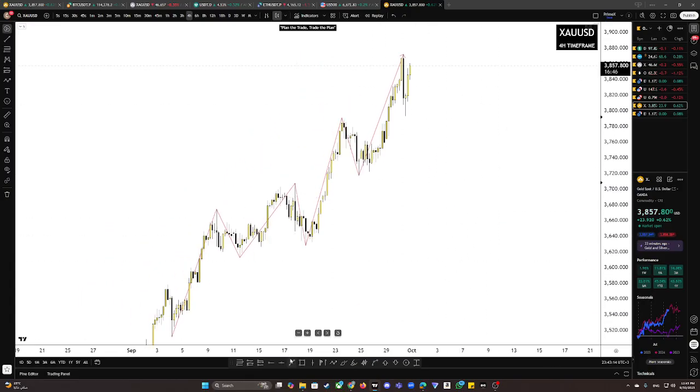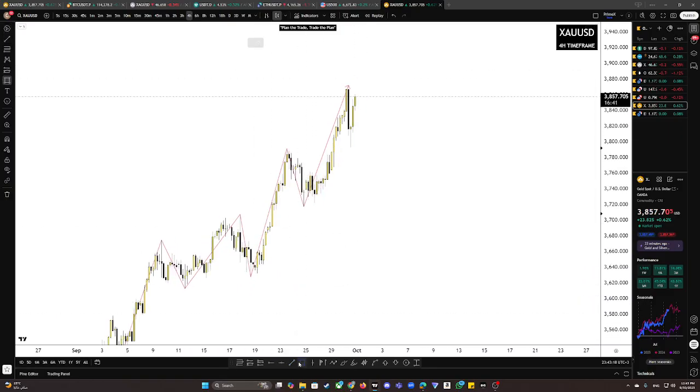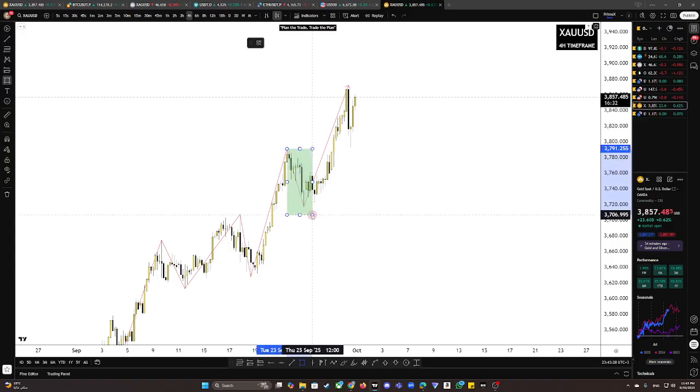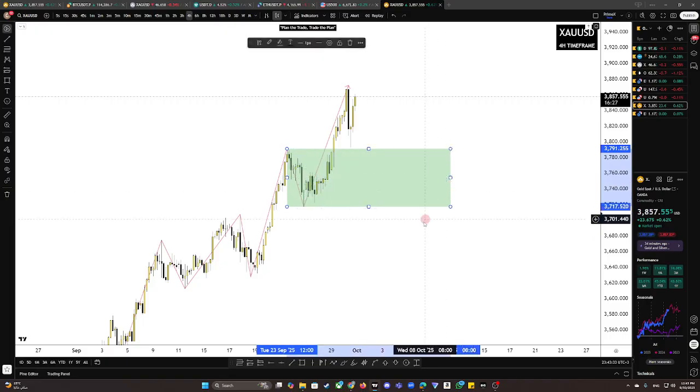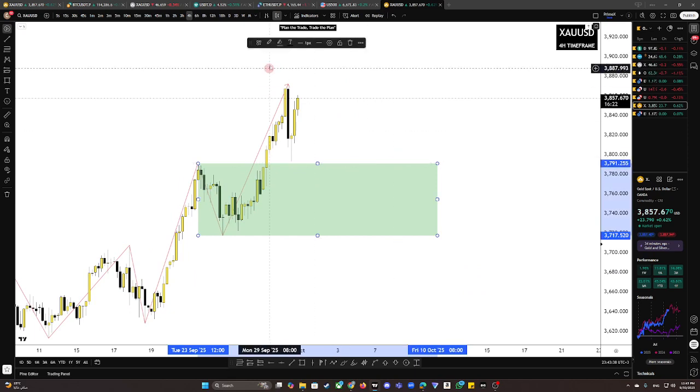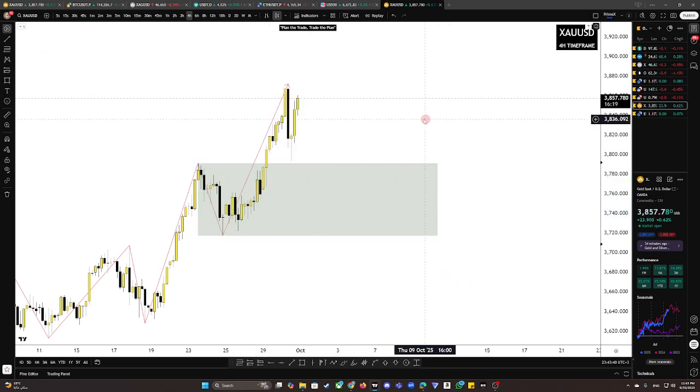The first type is called a demand range or a supply range, and you basically grab a box like here. You go into the shapes area, click on rectangle, and all you need to do is drag from high to low and then pull it to the side, and there you have it. You have the first demand zone in smart money concepts. Why is this a demand zone? Because it caused a break in structure.